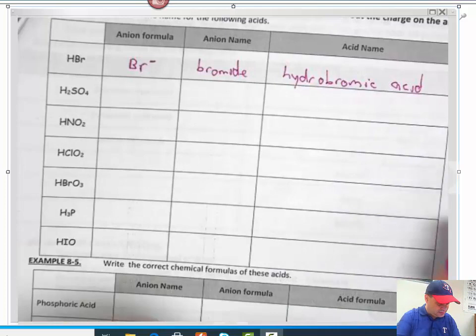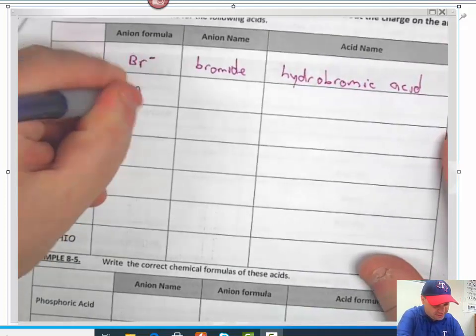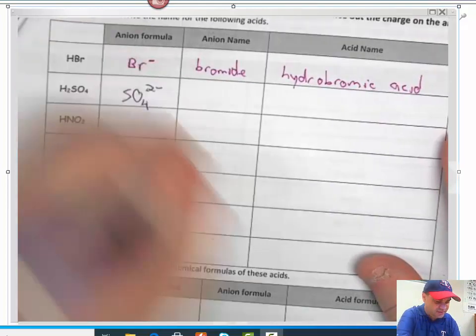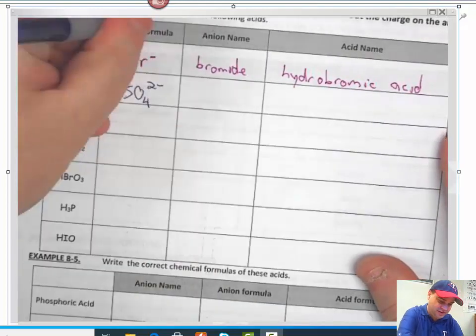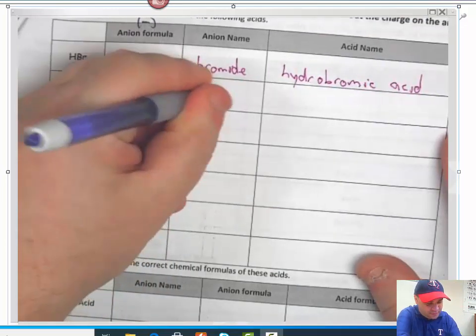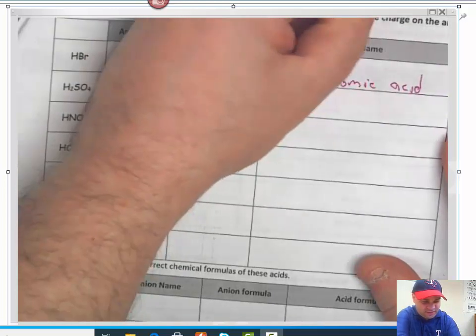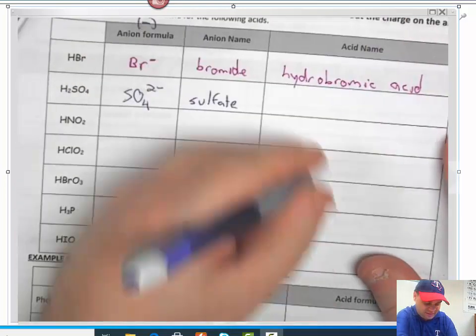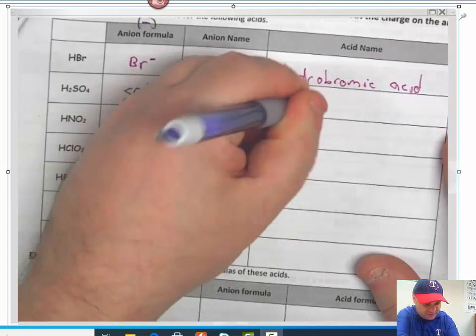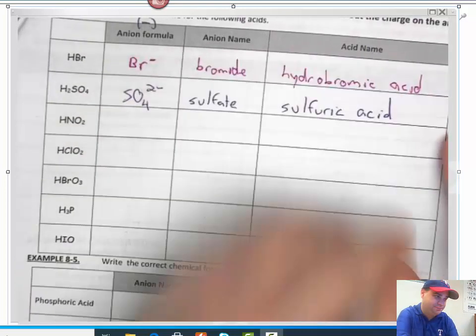Okay. This one right here, this is SO4 2 minus. That's the anion because anions are negative, remember? The name of that ion is sulfate. Ate goes to ic acid. So this is sulfuric acid.